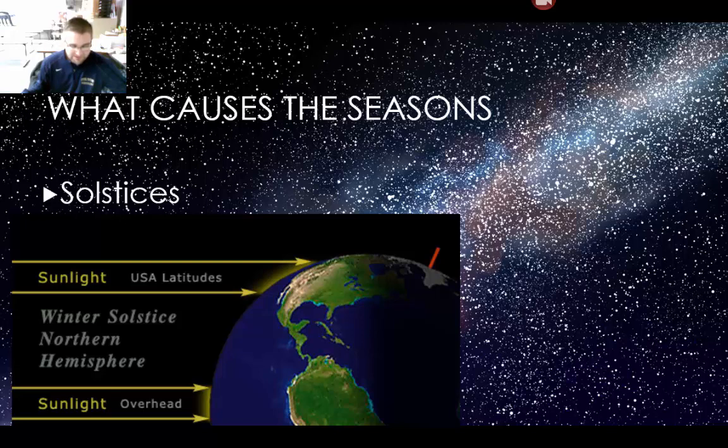The sun rises to the northeast and sets to the northwest. Similarly, around December 21st, the sun appears farthest south. This is the winter solstice in the northern hemisphere and the summer solstice in the southern hemisphere. The sun rises to the southeast and sets to the southwest.